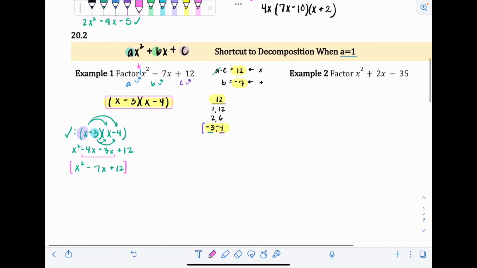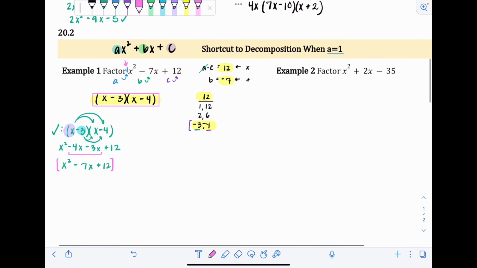Okay, so example 2, the last example from these notes. Factor x squared plus 2x minus 35. I'm going to go back really quick to the last problem and point out a couple of things that you could use to practice with on your own, if you wanted to try it on your own before I went through it.